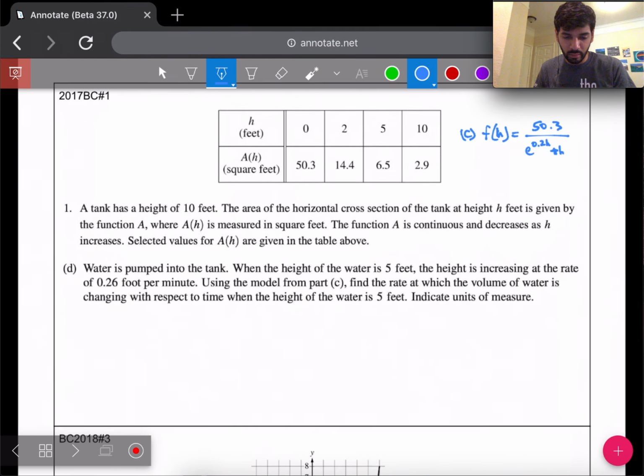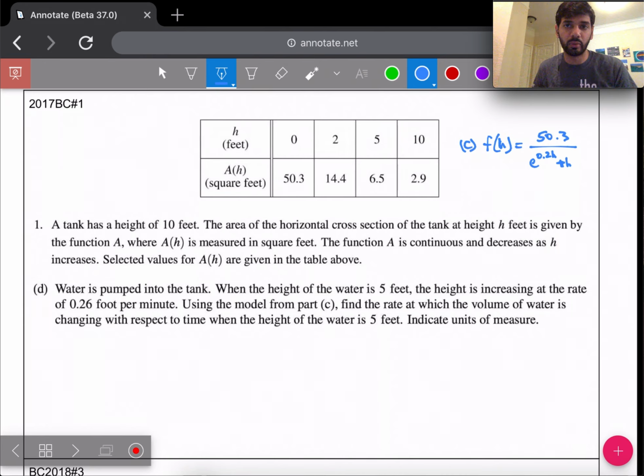All right. Next problem is number 1 from the 2017 test. Just a little bit of background of this problem. This problem requires you to use the model from part C. So if you'd like to, go ahead and find this online and do part C first. But if you're working on part D right here, in part C, f of h was given as this function right here. And we'll need it in part D.